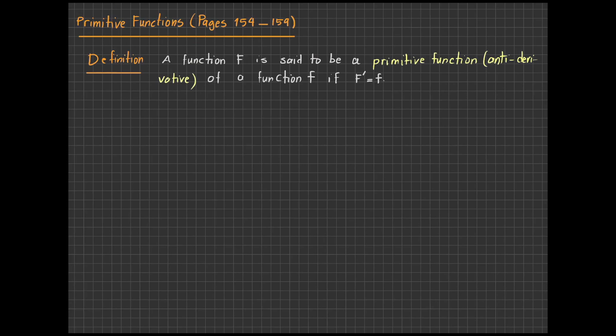Yeah, so that's the very simple definition. And this is the standard notation. So I say that a function which I call capital F is said to be a primitive function for a function little f if the derivative of capital F becomes little f. That's as simple as that. Okay, so I think you can make hundreds of examples in your mind right now, but let me give one.